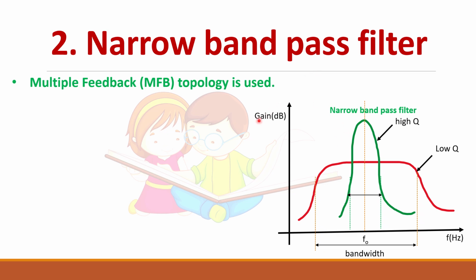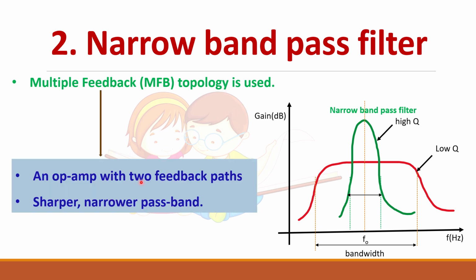Here, instead of Sallen-Key topology, we are using multiple feedback topology. What do you mean by that? Here, the op-amp will be used with two feedback paths. This multiple feedback topology is said to produce a sharper and narrower passband compared to the Sallen-Key topology. So, multiple feedback topology is used if you want a narrow bandpass filter.